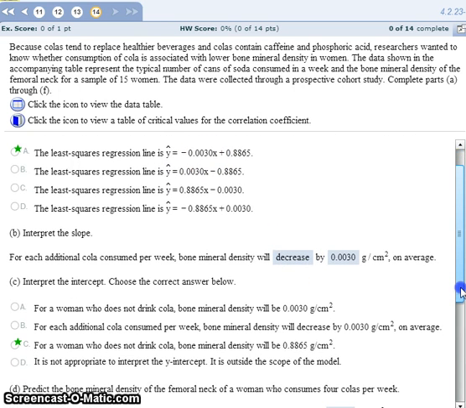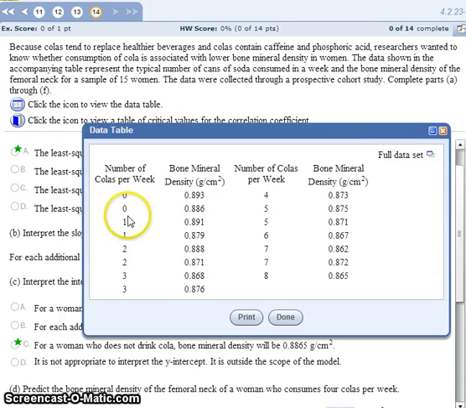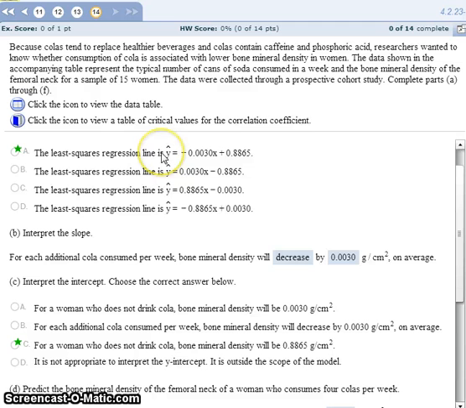Can we interpret the intercept here? Yes, we can. The intercept would mean no colas per week, and no colas per week fits into our data. We have information on people from no colas all the way up to about 8 colas. So anything in that range, 0 to 8, anywhere in between, it'd be okay to use our least squares regression line. Anything between 0 and 8 colas per week. And so we can interpret somebody who has 0 colas per week. That's what the y-intercept is. It's saying that that is their predicted bone mineral density.